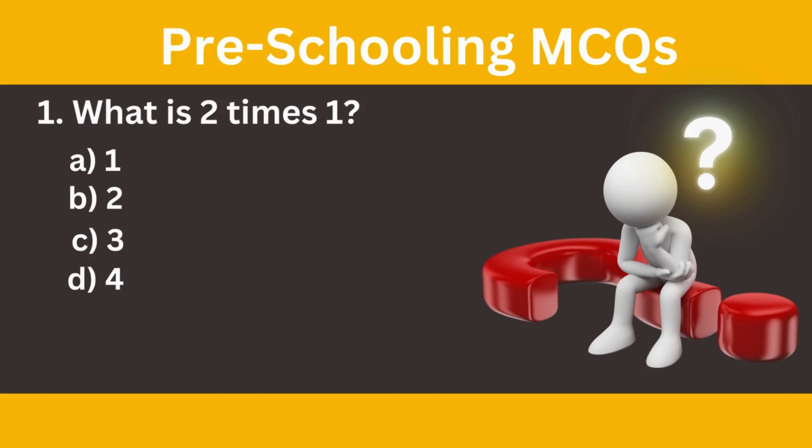1. What is 2 times 1? A. 1b, 2c, 3d, 4. B. 2.